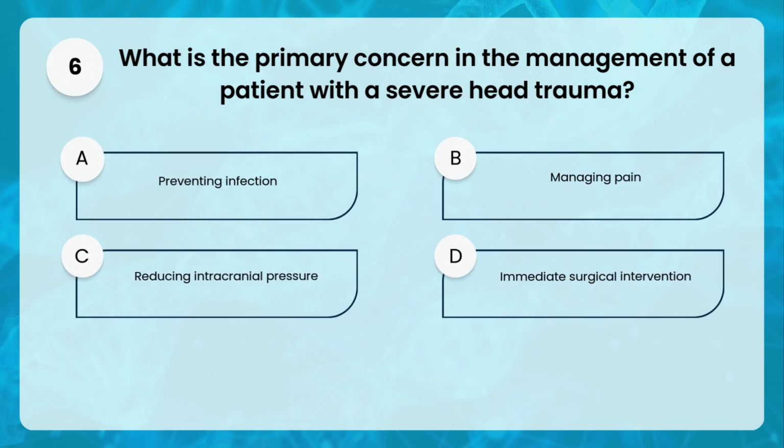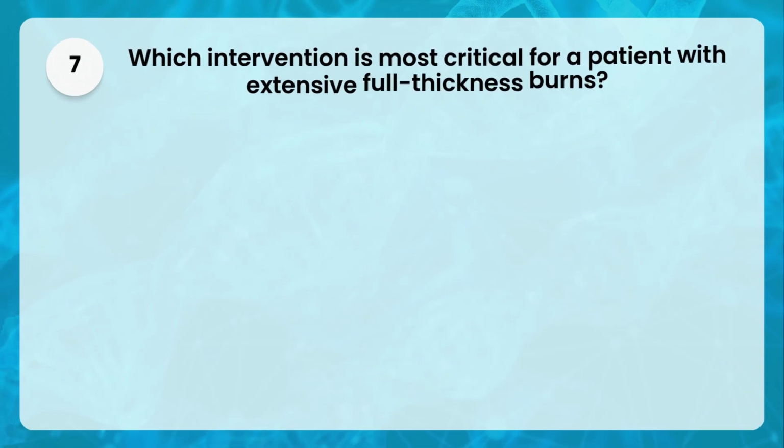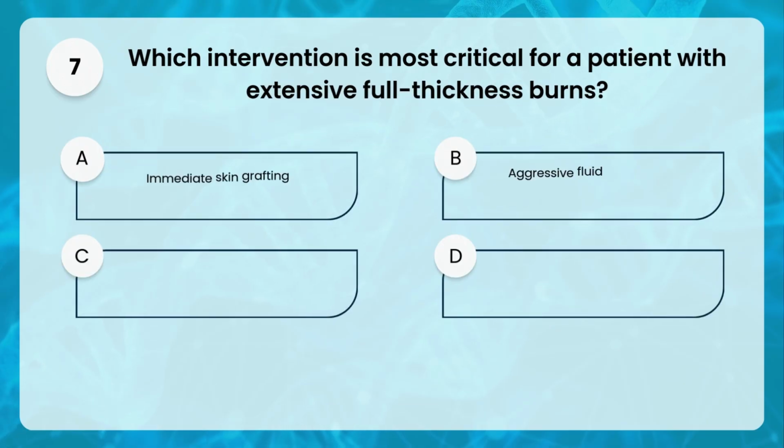Number 6. What is the primary concern in the management of a patient with a severe head trauma? A. Preventing infection. B. Managing pain. C. Reducing intracranial pressure. Or D. Immediate surgical intervention. The answer is C. Reducing intracranial pressure.